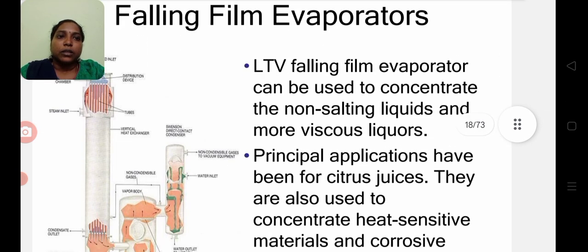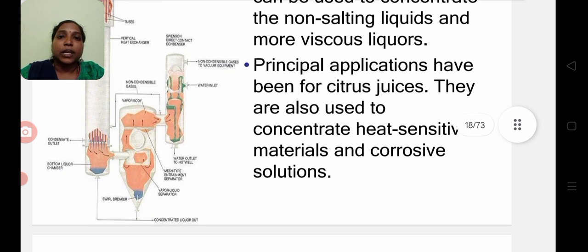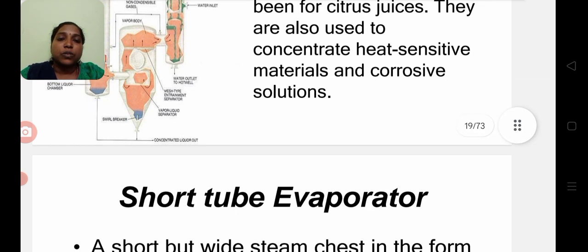Okay, this type of evaporator can be used to concentrate non-salting liquids and more viscous liquids. The principal application is for citrus juices. For the concentration of citrus juices, this type of evaporator can be used, and also to concentrate highly heat sensitive materials, that is, materials which will be damaged if exposed to high temperature. That type of material can be used in this process.